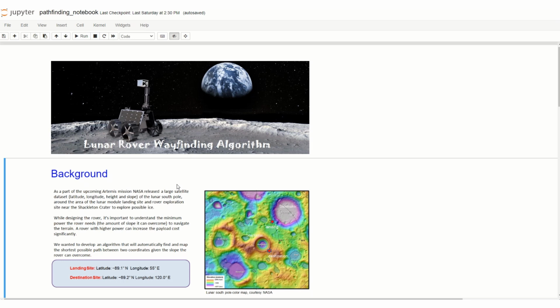As a part of the upcoming Artemis mission, NASA released a large satellite dataset of the lunar South Pole, which was around the area of the landing site and the exploration site near the Shackleton crater. We wanted to develop an algorithm that will automatically find and map the shortest possible path between two coordinates, given the slope which the rover can overcome.